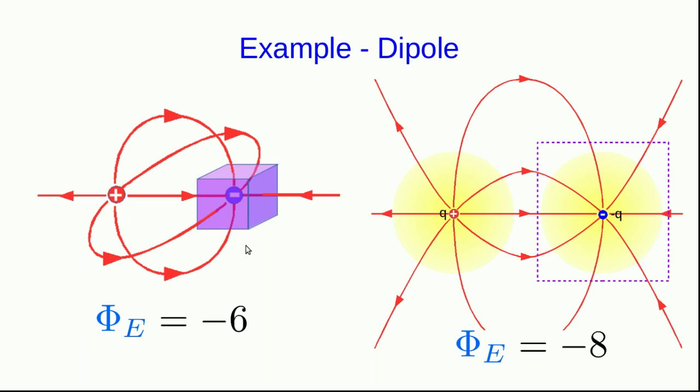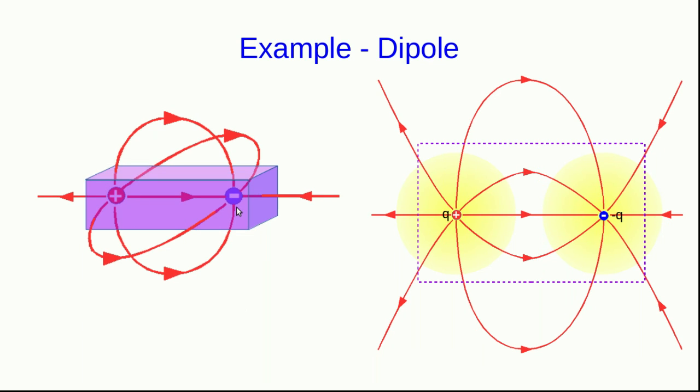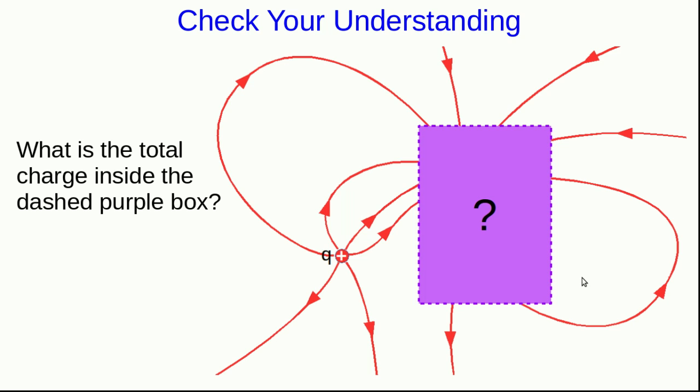And one more possibility with this diagram is to have a surface that surrounds both charges. Now note that there are 1, 2, 3, 4, 5 out, and 1, 2, 3, 4, 5 in, for a total flux of 0, which makes sense because the total enclosed charge is 0. And similarly, this one also has a total enclosed charge of 0, and you can verify that the flux is also 0. This rule for the number of field lines passing through a surface can be used in several ways.